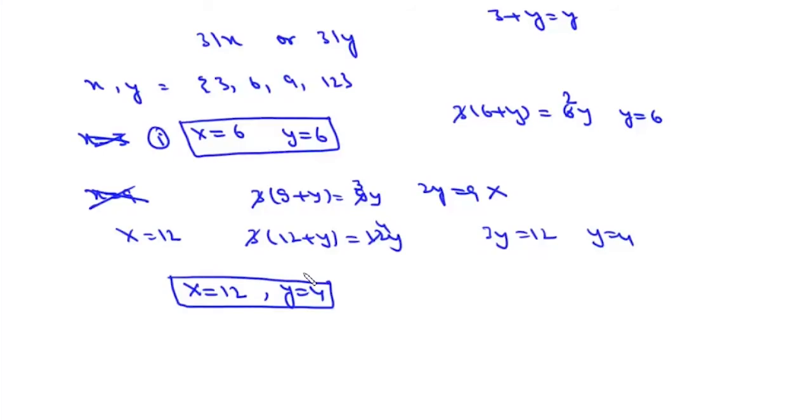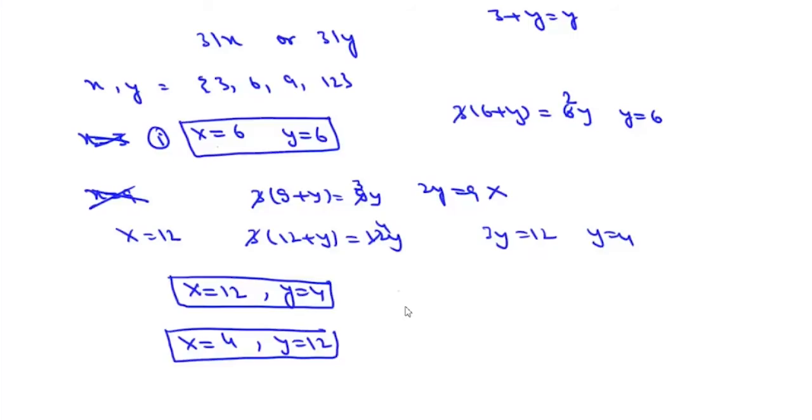Now since there is symmetry in the problem, we can consider the same analysis for y. So again we'll have x equals 6 and y equals 6, and we'll have one more case when x is 4 and y is 12. So these are the 3 feasible solutions possible for this problem. Now we need to find its required probability.